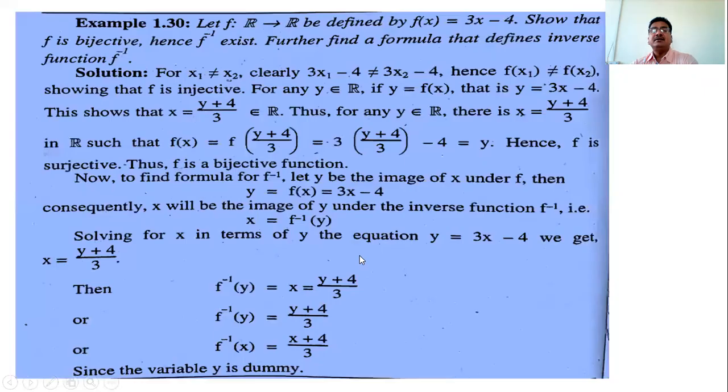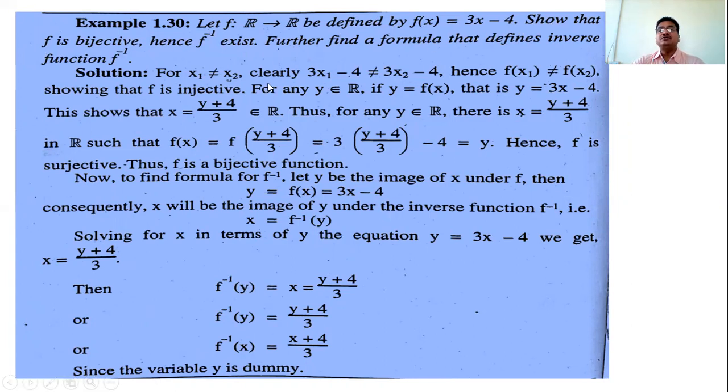Same example, here is the same example. Let f from R to R be defined by f(x) = 3x - 4. Show that f is bijective, and hence find f inverse. After the definition of the inverse function, we will solve this next problem. So here we first show the function is bijective.